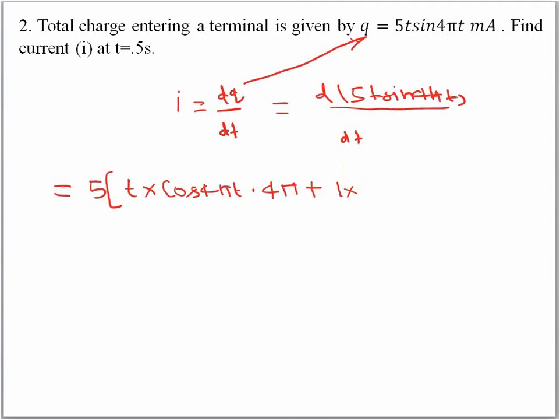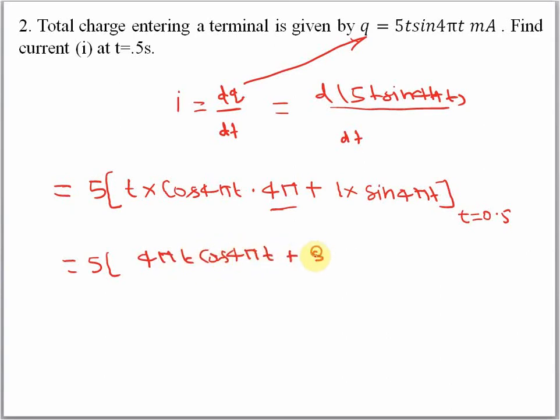and we have to write here sine 4 pi t. Okay, let's put in time t equals 0.5. We are doing it for t equals 0.5. So this will be equal to 5 times 4 pi t into cos 4 pi t plus sine 4 pi t.